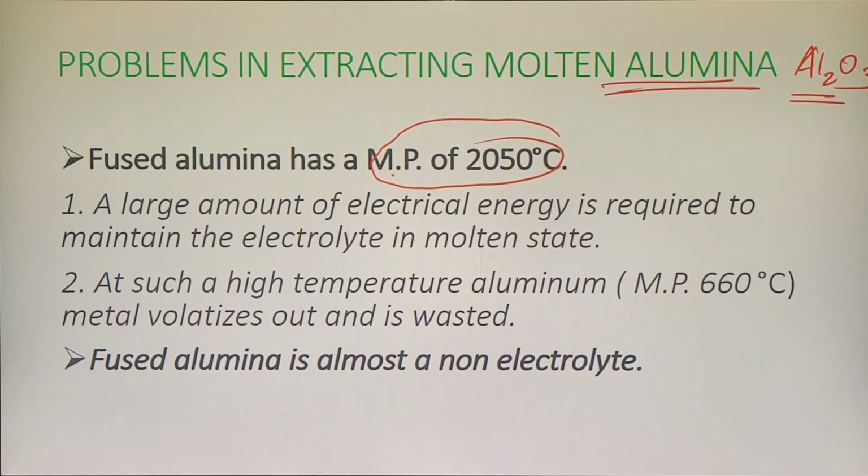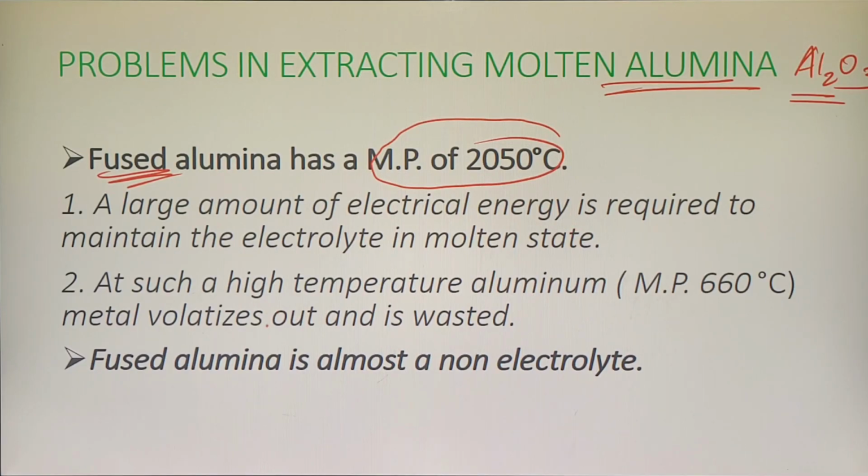Now we know electrolysis can only be carried out in two states. Which are the two states? Either it has to be in the fused state, the molten state, or I have to make a solution out of it. Okay. So whenever scientists were trying to melt alumina, the melting point was 2050 degrees Celsius. So this is a lot of energy that would be required to maintain that electrolyte in a molten state.